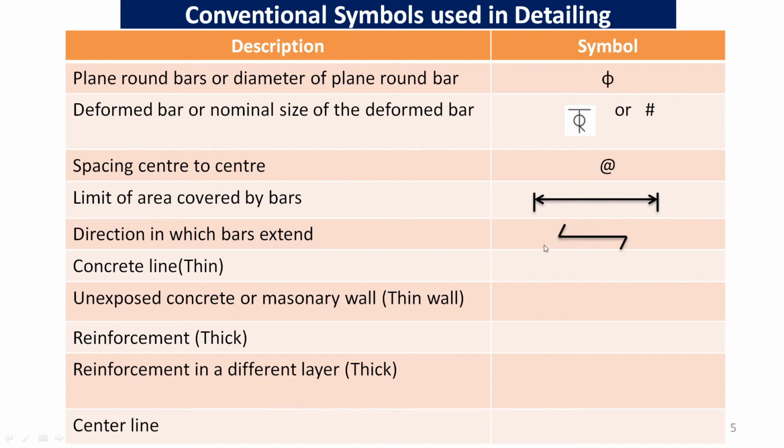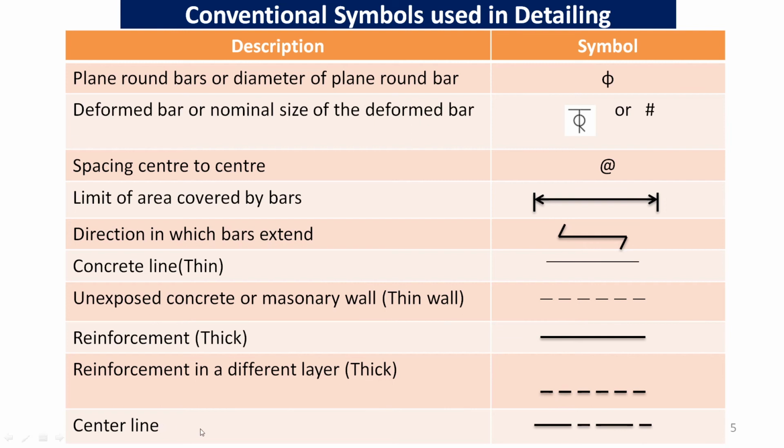Next one, concrete line. For concrete line we use a thin line. Next one, unexposed concrete or masonry wall. Unexposed means which is not visible, so we use the hidden line. Next one, reinforcement. For reinforcement we use a thick line. We change the line weight in the AutoCAD drawing and go for a thick one. Reinforcement in a different layer should be thick and hatched.